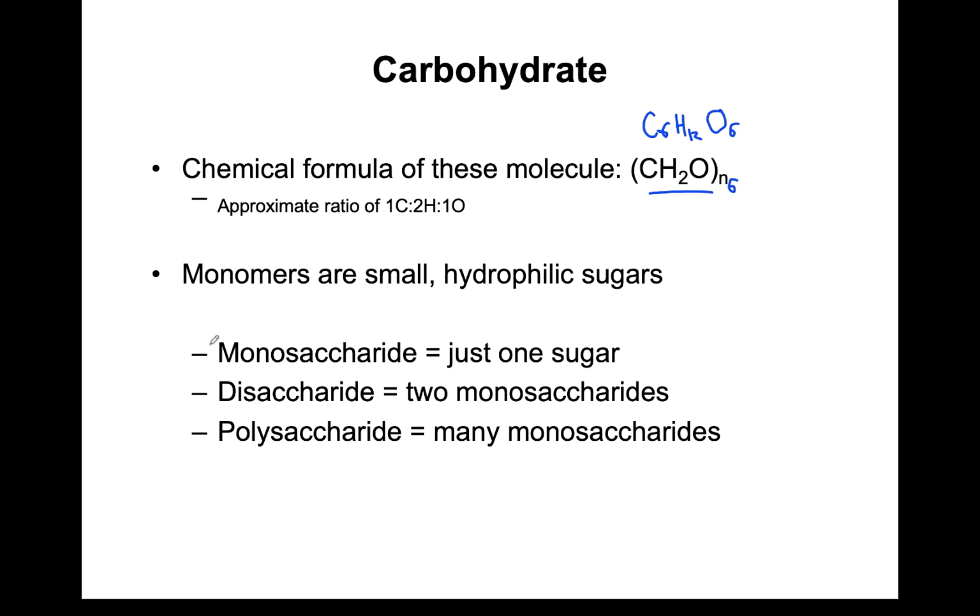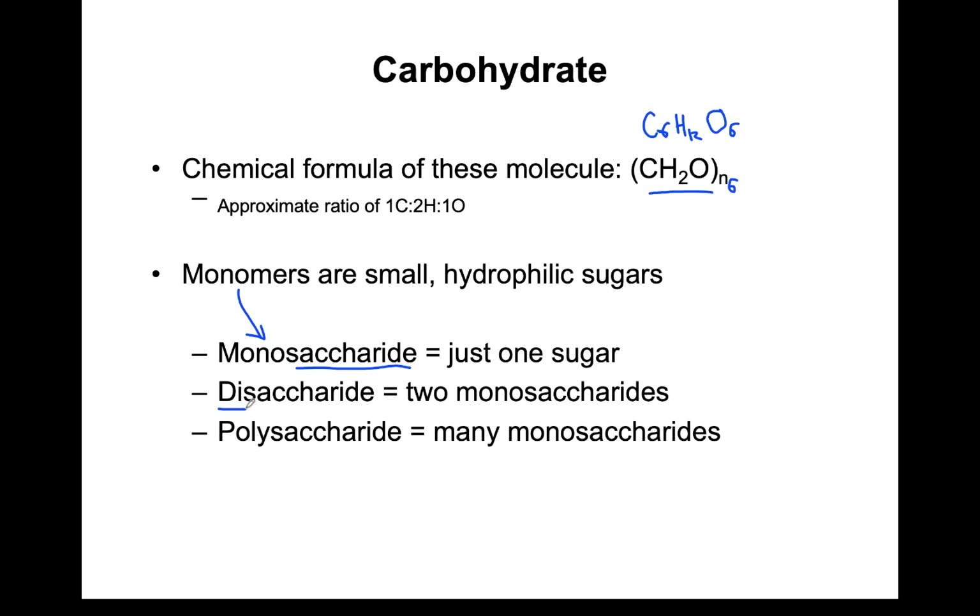The monomer of carbohydrate is called monosaccharide. Saccharide means sugar, so monosaccharide means just one sugar. The monosaccharide represents the monomer.